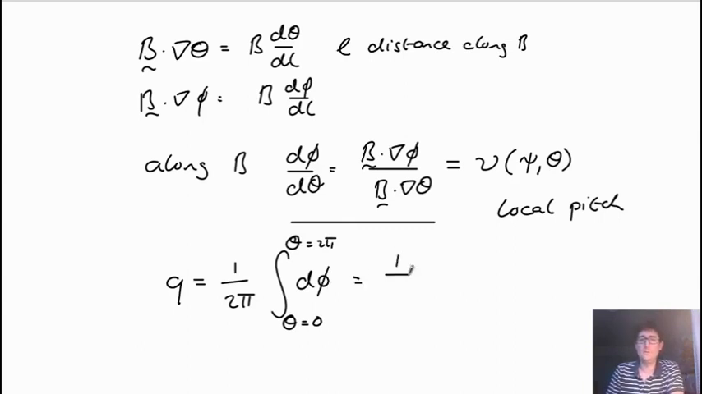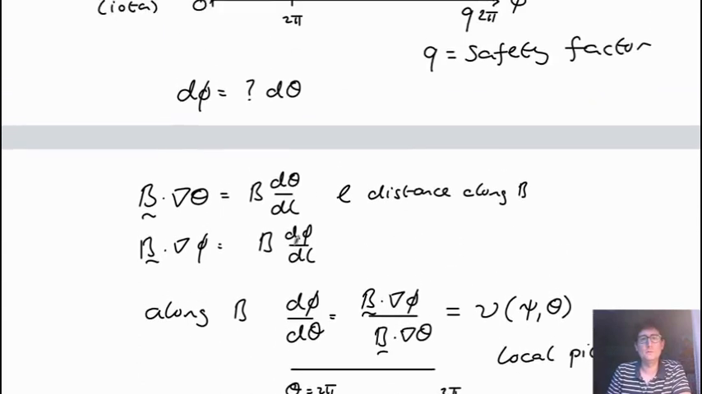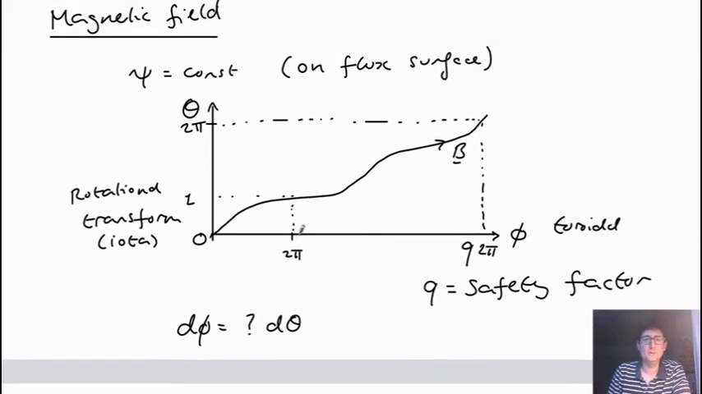And that we can just write as 1 over 2 pi times the integral of this field line pitch. And so now we can use this field line pitch, the safety factor, to calculate how we would align a coordinate system with the magnetic field. So I'm going to go back to this picture of what the magnetic field looks like. We want a coordinate which tracks along this B field, and that means that the other two coordinates should be constant. So we have one coordinate which varies along this field line, and the other coordinates are constant as you move along the field line.